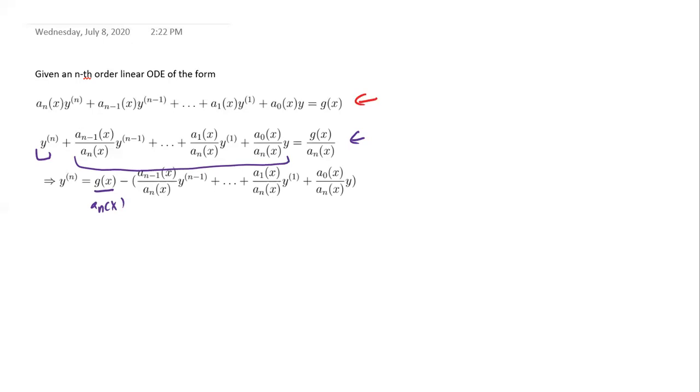Now, what is the goal of this? The goal of this is to introduce this notation. This expression here, let me just call it star. So this equation here, I can write it as the nth order derivative of y equals some, let me use this variable, phi of x, y, y prime, y double prime, all the way to the (n-1)th derivative.